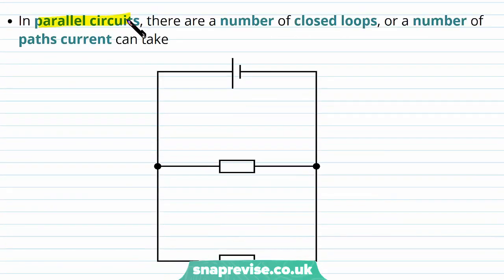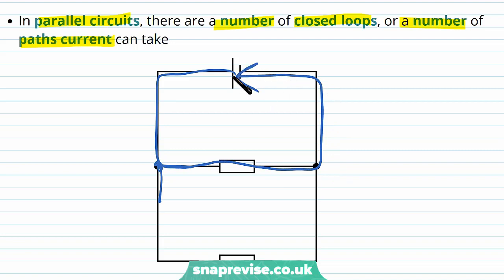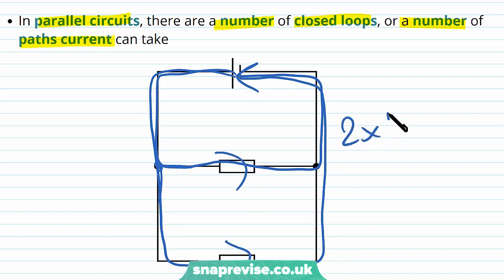In parallel circuits, there are a number of closed loops or a number of paths current can take. So in this parallel circuit, we can see we've got two branches. This junction here splits into two branches. So we've got one loop going along the first branch, and then we've got another loop going along the second branch. So we can see how we have two loops for current flow in this parallel circuit.